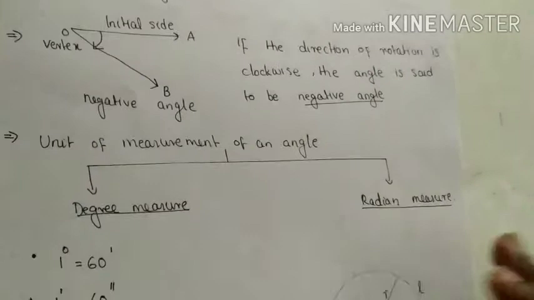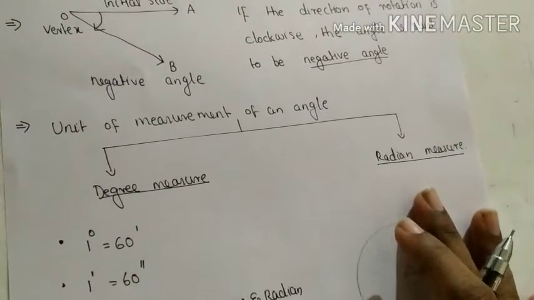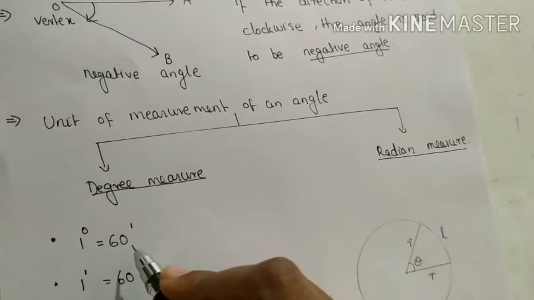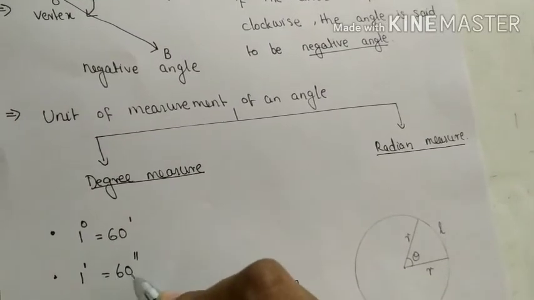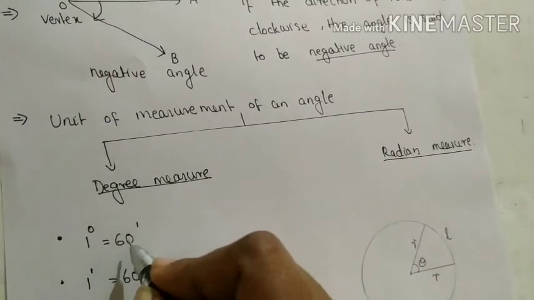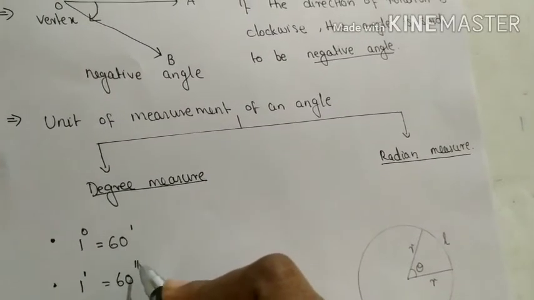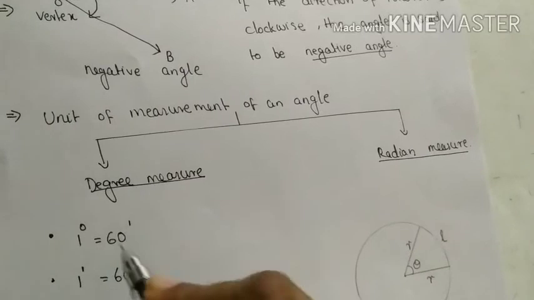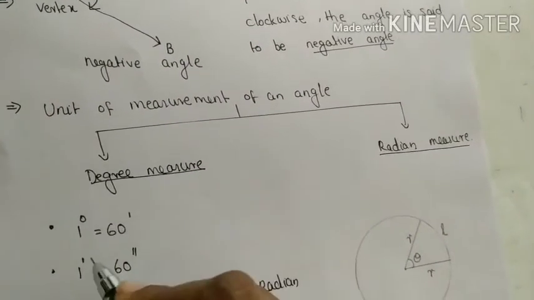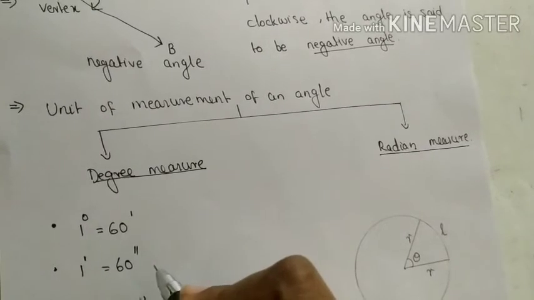Next, 1 degree is equal to 60 minutes and 1 minute is equal to 60 seconds, and this dash represents the minute and this double dash represents the second. So 1 degree equals 60 minutes and 1 minute equals 60 seconds.